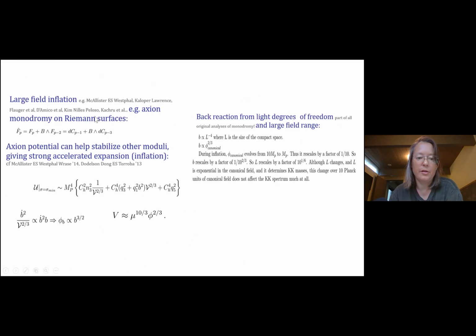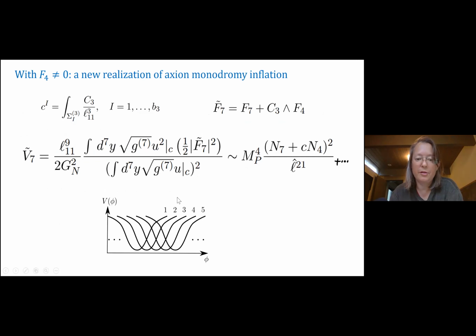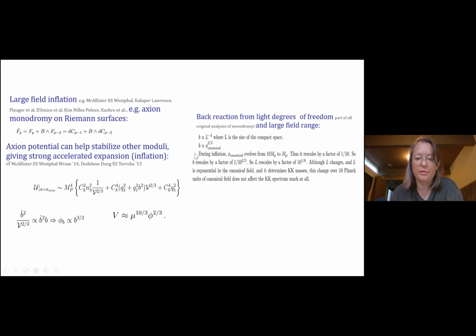Here in an earlier example with Liam and company, where there was another realization of the phi to the 2/3 model, indeed, the evolution of the spectrum of light fields changes by only a factor of 10 to the 1/6, so a very unimportant factor. And I just want to stress that because the empirical tests of these types of scenarios are coming up, and we should be clear about the theory.